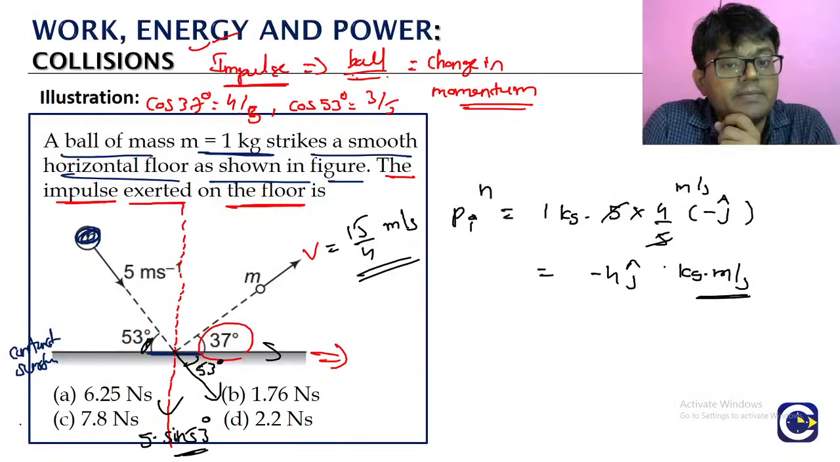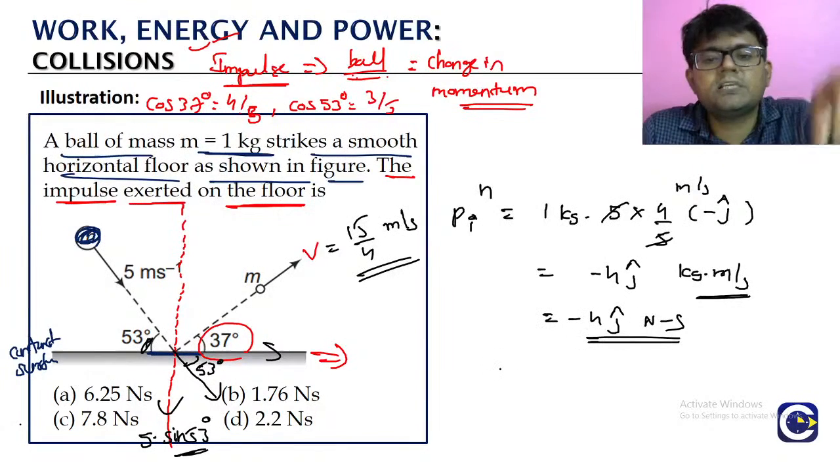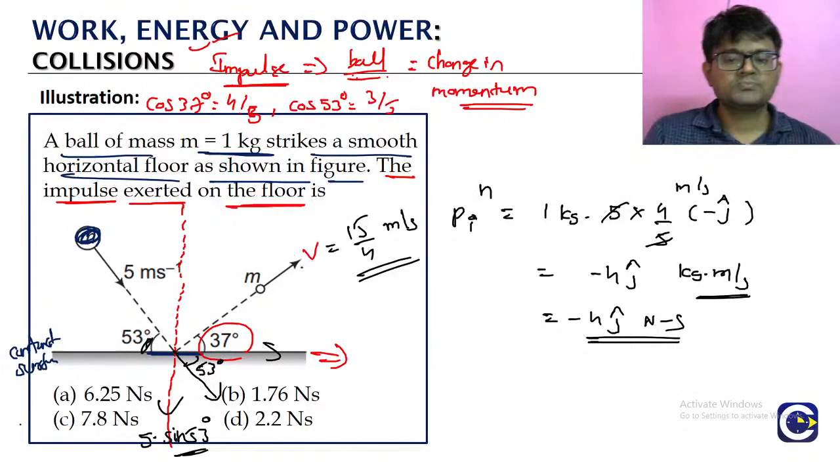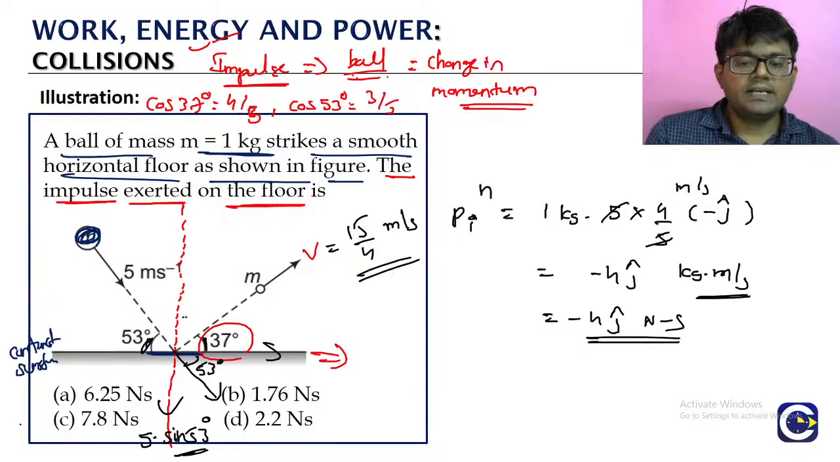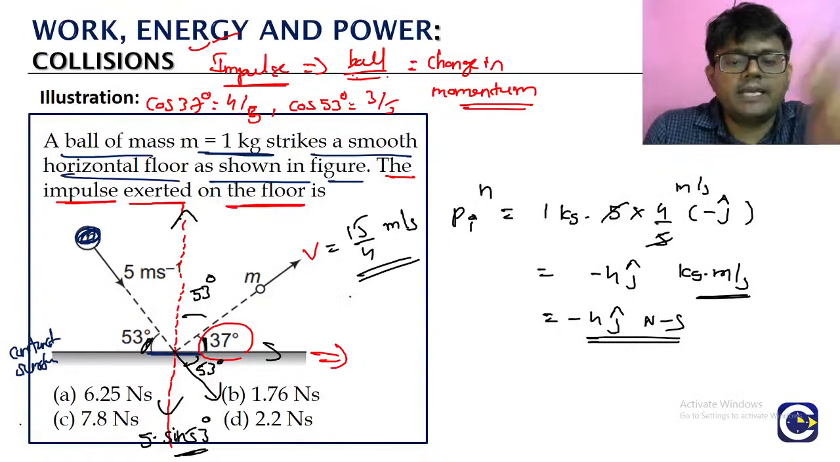kg meter per second can be written as what? Newton into second. So that is minus 4j Newton into second. That is the initial momentum of the ball along the normal line. This is 37, right? So it will be what? 53. What is the final momentum along the normal line?